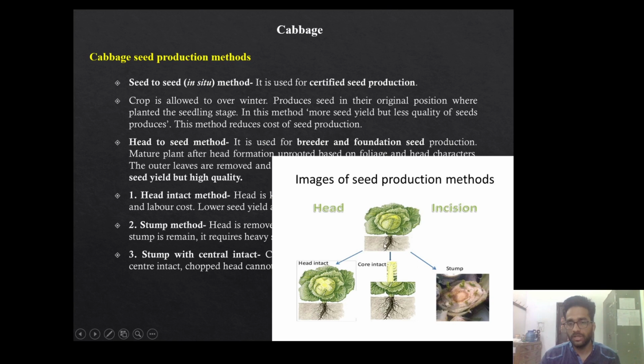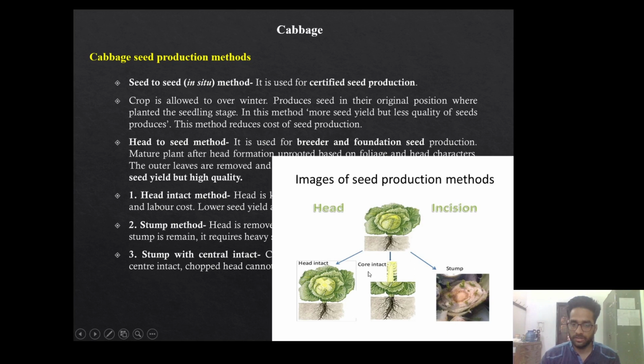In this case, heavy staking is not required, but seed yield is low. The other method is the stump method. In the stump method, the whole head is removed, and we need heavy staking, but we get additional income by selling the head. In the stump method, seed yield is high. In case of the head intact method, seed yield is low.